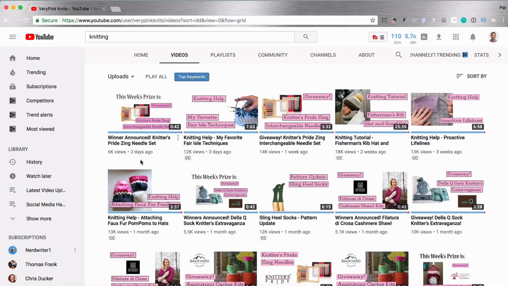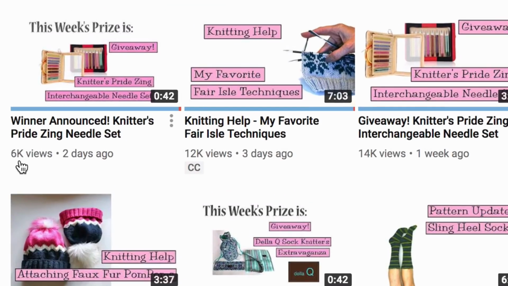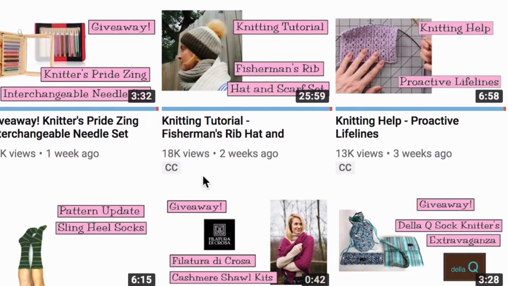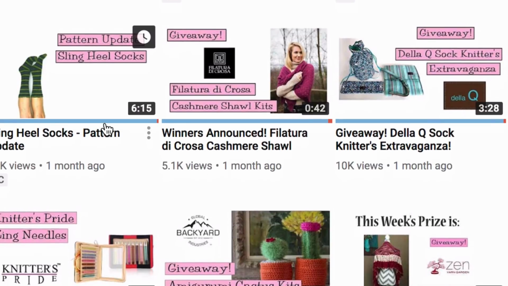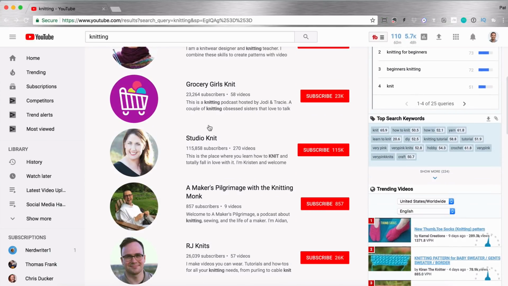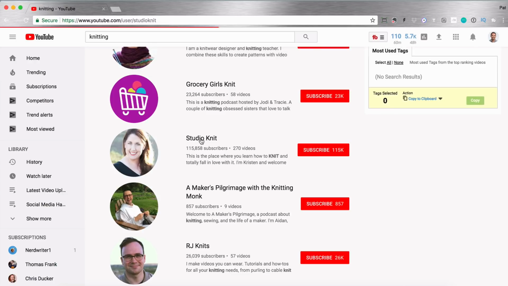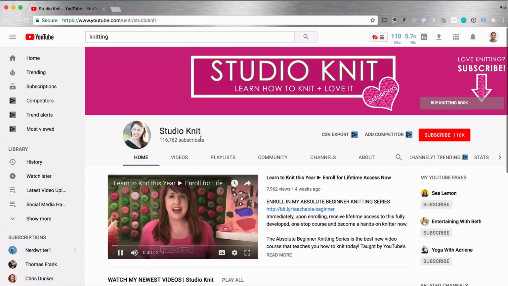So these are ones that were published very recently. So 6K 2 days ago, 12K 3 days ago, 14K 1 week ago, 18K, 13K. So this 18K one seems to have a lot of velocity. If I go down here, you'll see that this one, not so much. Let's find another knitting channel just to see what the difference is. So let's go to Studio Knit with over 100,000.